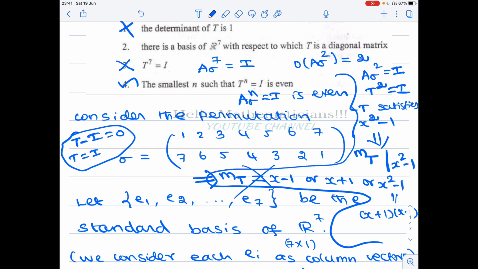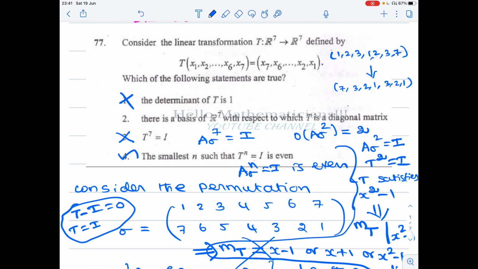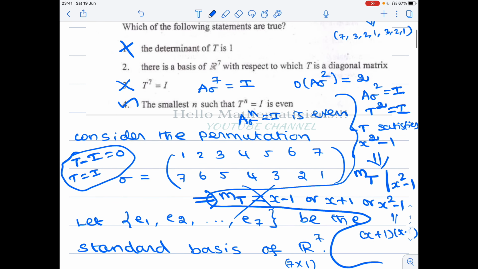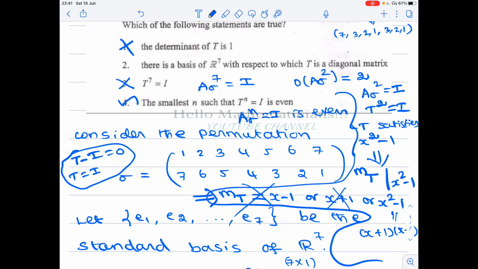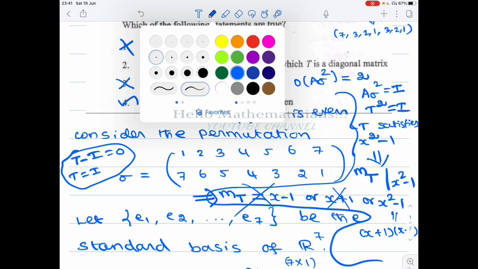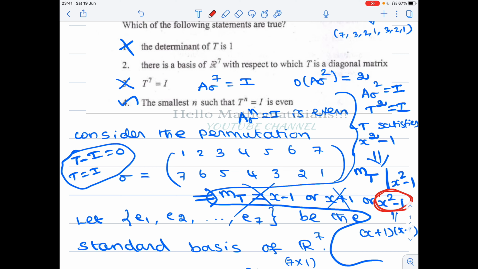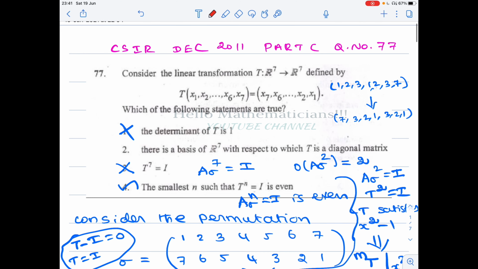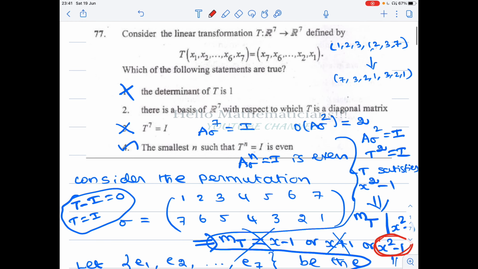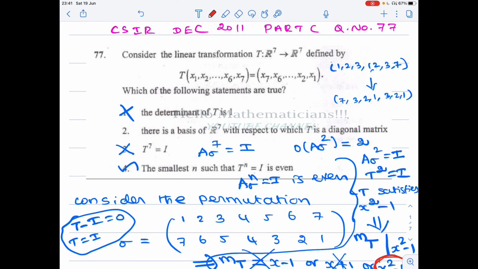If the minimal polynomial is x plus 1, then T is minus I. Minus I means x1 goes to minus x1, x2 goes to minus x2, and so on, x7 goes to minus x7. That is the minus identity. But clearly that is not our linear transformation. Therefore, the minimal polynomial cannot be equal to x plus 1. Therefore, the minimal polynomial has to be x squared minus 1. So the minimal polynomial is a product of distinct linear factors x plus 1 and x minus 1. So we conclude that this linear transformation is diagonalizable over R.